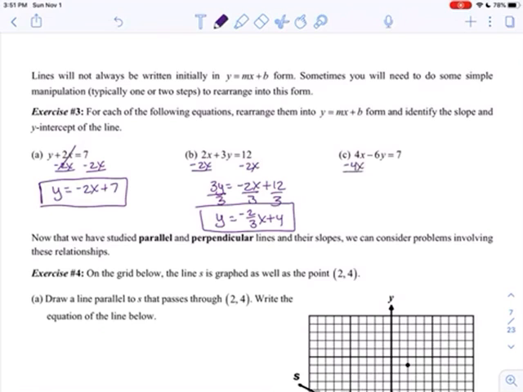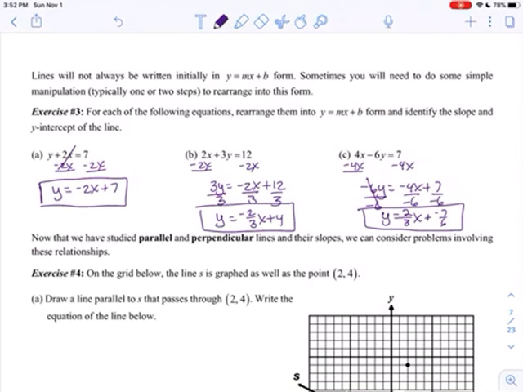For C, I'm going to move that 4x over to the right by subtracting it, and I have negative 6y equals negative 4x plus 7. And then I'm trying to get y by itself. I divide everything by negative 6, and I get y equals 2/3 x, because negative 4 divided by negative 6 is 2/3, plus negative 7/6. All right.